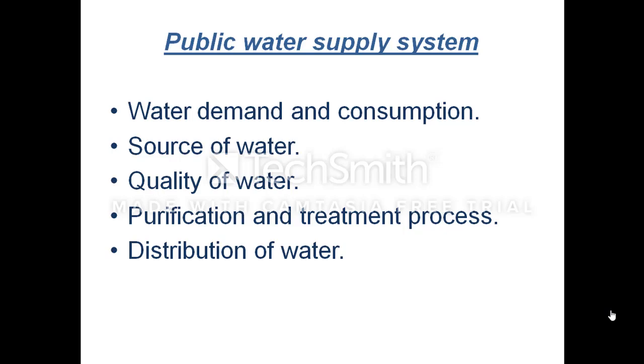Then the purification of water is to be done in the water treatment plant. Here the water undergoes various operations like sedimentation, filtration, disinfection, water softening, etc. Finally, the purified water goes to the distribution system. The water is distributed to every house by various pipelines. Now, all these components of a water supply system would be explained in detail in the coming lectures.